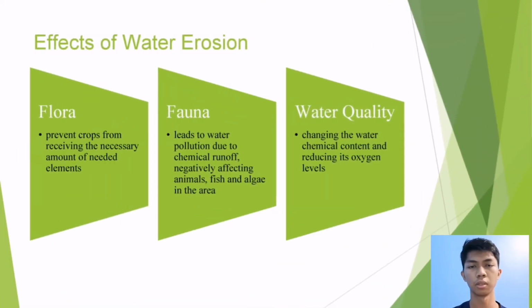Effects of water erosion to flora is that it prevents crops from receiving the necessary amount of needed elements. To fauna, it leads to water pollution due to chemical runoff, negatively affecting animals, fish and algae in the area. And lastly, the water quality. It changes the water chemical content and reduces its oxygen levels.